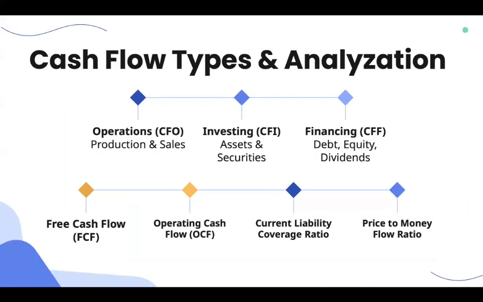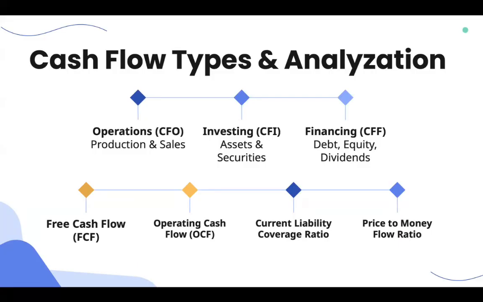Now that we understand cash flow, let's break it down into different types and how they connect in financial analysis. Cash flow is categorized into three main types: operating, investing, and financing. First, we have cash flow from operations, CFO, which comes from production and sales. This represents the cash a company generates from its core business activities, things like revenue from sales and payments for expenses.